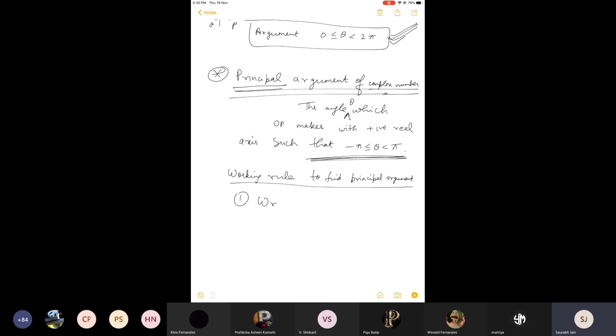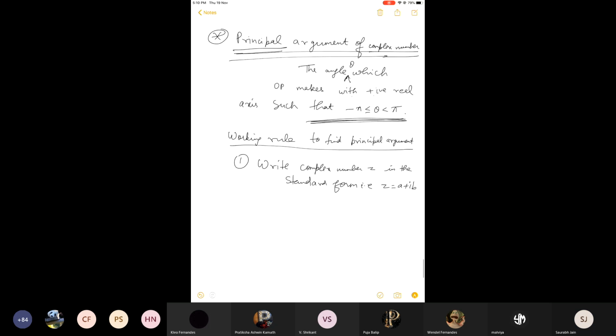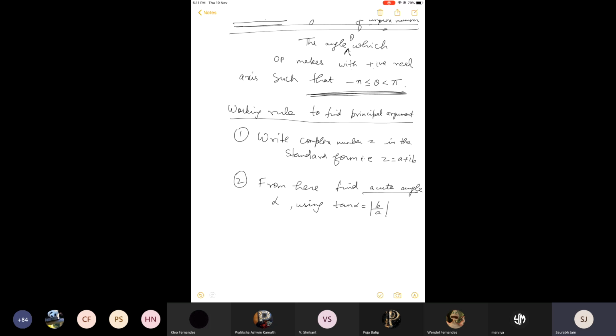Working rule to find principal argument. First thing, write the complex number z in the standard form or in the general form. The first thing that you have to do is write the complex number in standard form. That is, you should always express the given complex number in the form a plus iota b. Second, from here, find the acute angle alpha. Find the acute angle alpha using the relation that tan alpha is mod b by a. From here you will find the acute angle. We'll use these steps in the question.